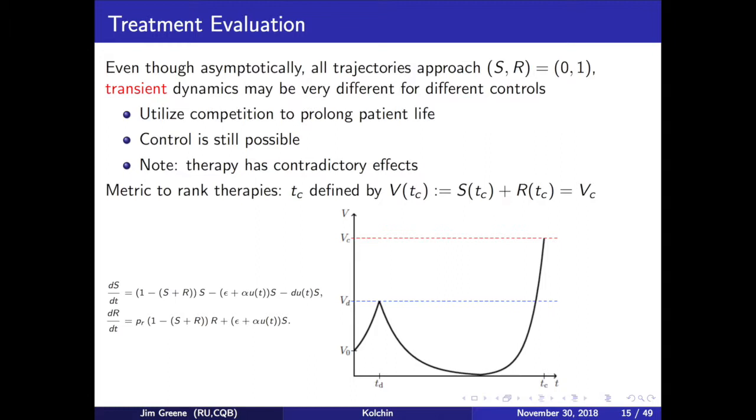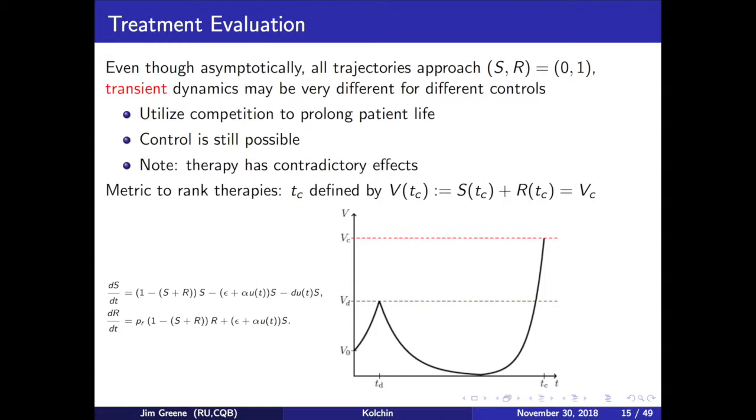So the way that we rank therapies is that we pick some tumor volume that we consider dangerous. We call that VC. VC will be the clinically unacceptable tumor size. And we essentially want to maximize the time until you get above VC. So this is our sort of toy clinical experiment.